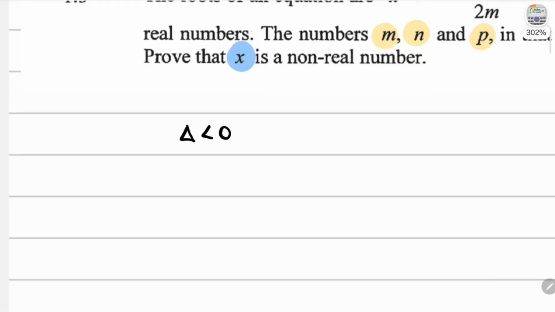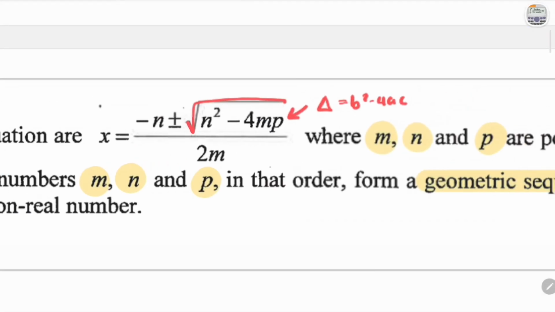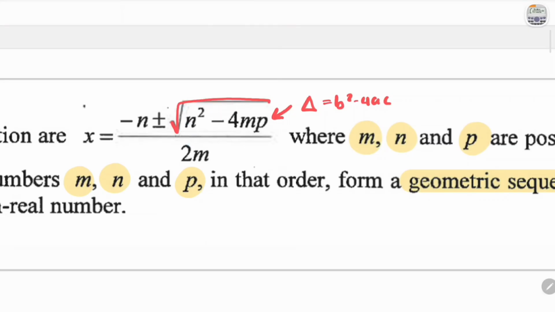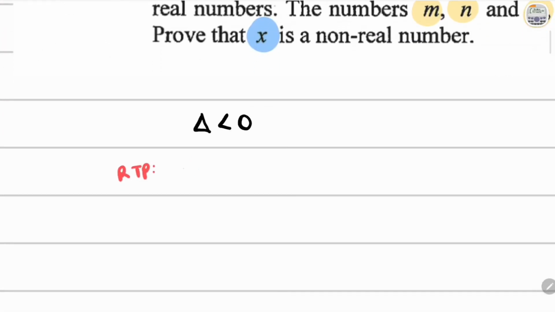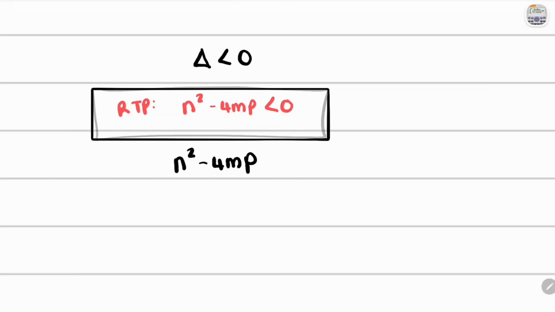Okay, so in other words, we're really just required to prove that what is under this radical, n squared minus 4mp, is a value that is less than 0. So let's just write down our expression. This is what we're trying to focus on. We may not find the numerical value, but we need to prove that it is less than 0.